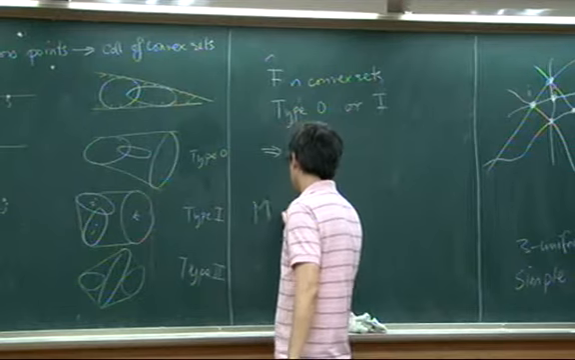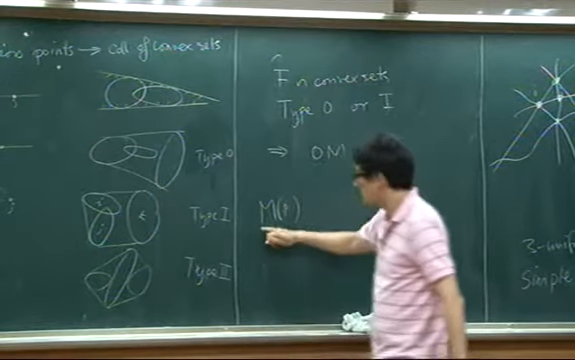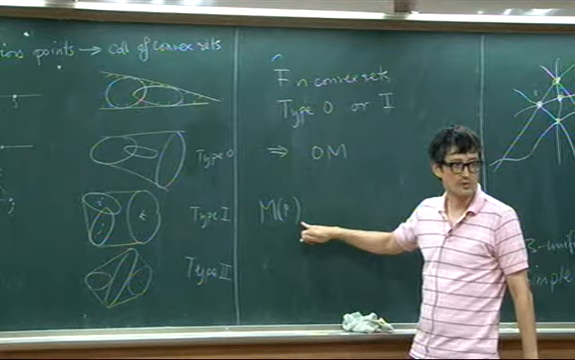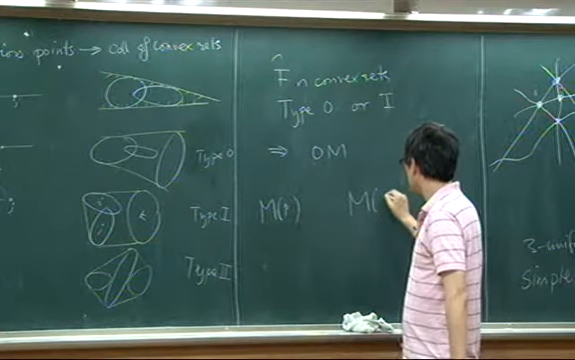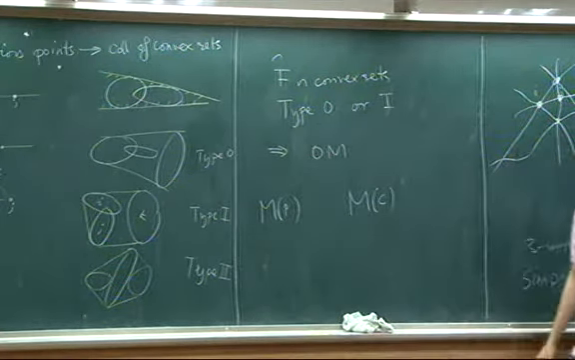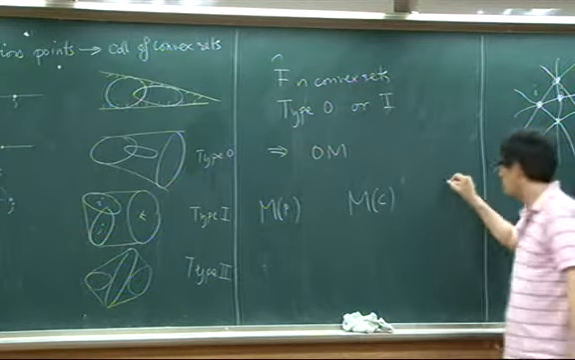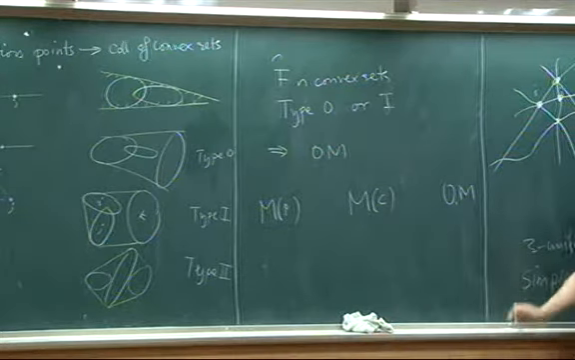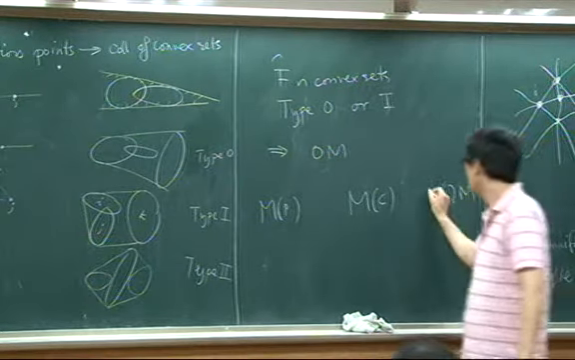So this will be the set of oriented matroids, the realizable ones, the ones I can get from points. This will be the ones I can get from convex sets. And let this just be the set of all oriented matroids.